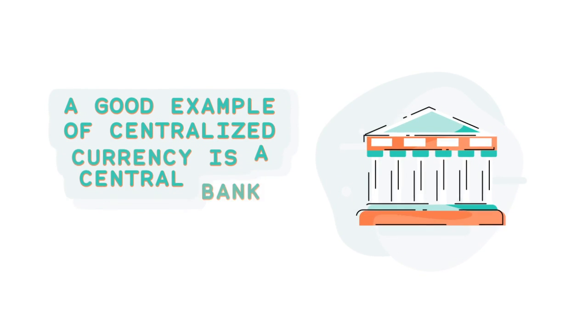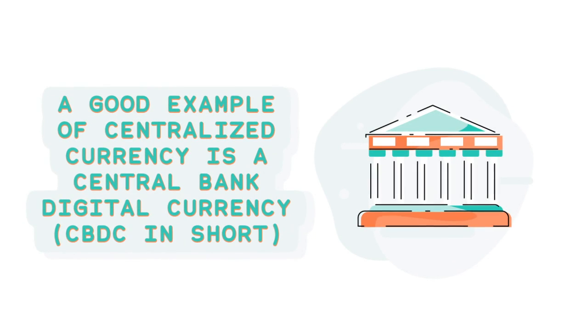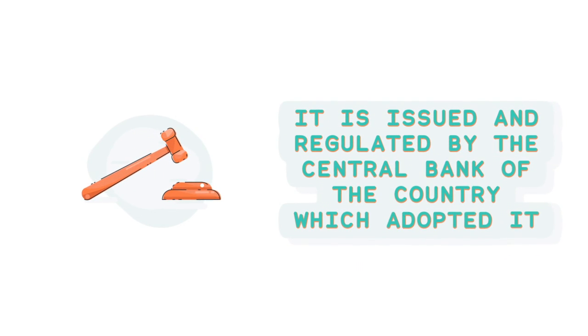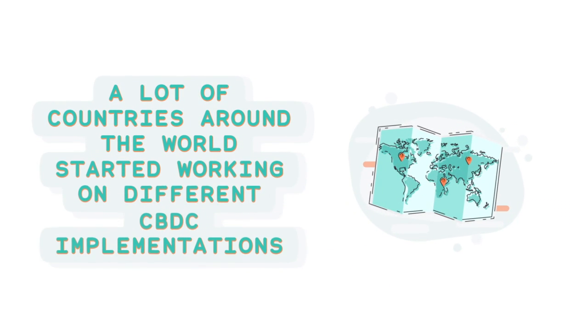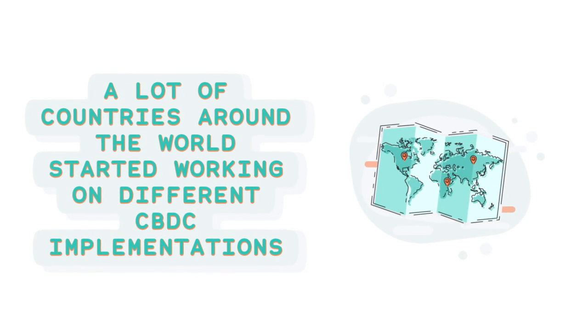A good example of centralized currency is a central bank digital currency, CBDC in short. It is issued and regulated by the central bank of the country which adopted it. A lot of countries around the world started working on different CBDC implementations.